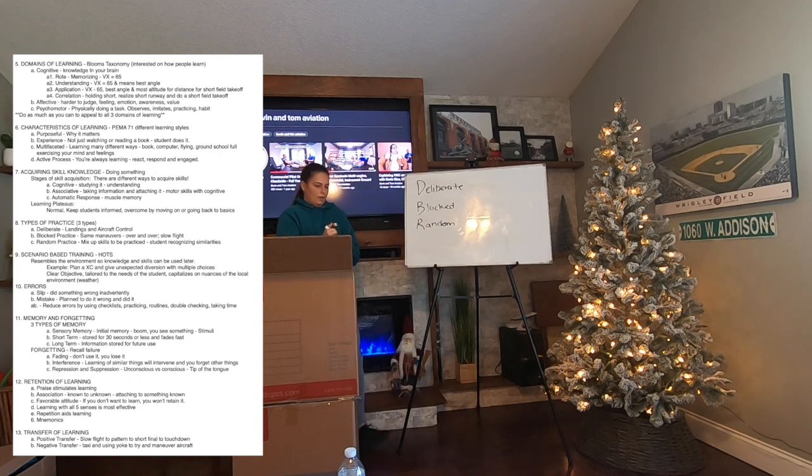Deliberate would be going out and briefing the student on the ground. We're going to do steep turns, power on, power off stalls today. And you actually go out and do that in that order, or whatever order. You practice those with specific intent to do that maneuver.